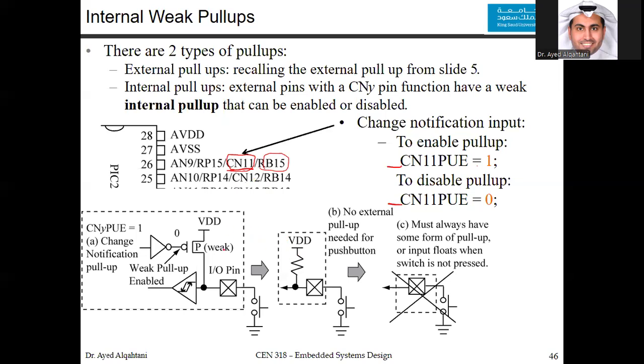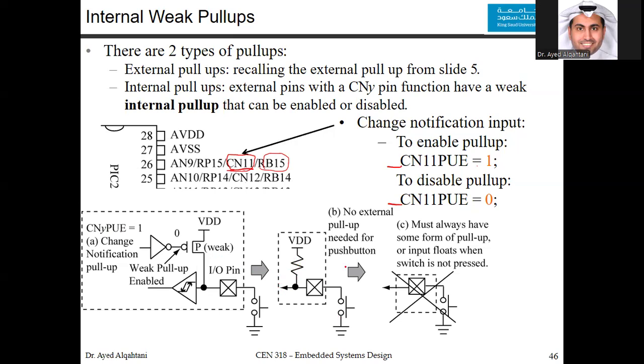Now, the hardware behind this is not required for you, but it's good to understand it. It's just a resistance, and the resistance that is connected is a weak PMOS. It's a weak PMOS that is activated by this statement, change notification Y pull-up enable, whatever you choose here, 11 or 12, or any other change notification. If you make it 1, it means that you are enabling that, and you make the internal resistance active.